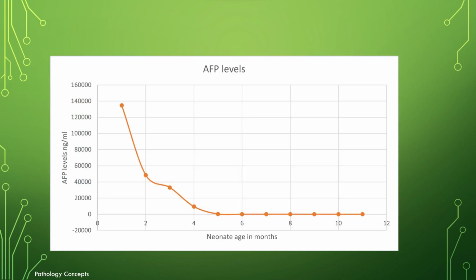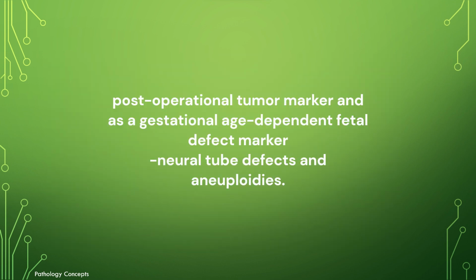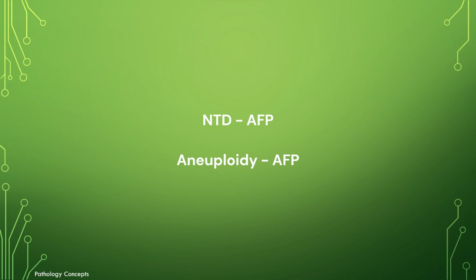Neonates have markedly elevated AFP levels, which can be more than 100,000 ng per ml, that rapidly fall to below 100 ng per ml by 150 days and gradually return to normal over their first year. It is a post-operational tumor marker and a gestational age-dependent fetal defect marker. It is useful in screening for neural tube defects and aneuploidies. In neural tube defects, AFP levels are elevated and in chromosomal disorders, AFP levels are low.